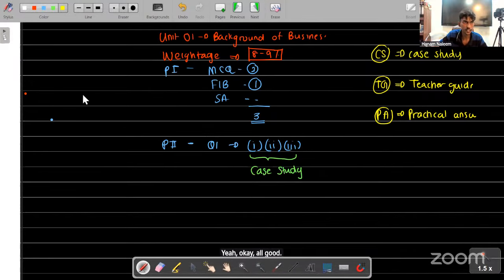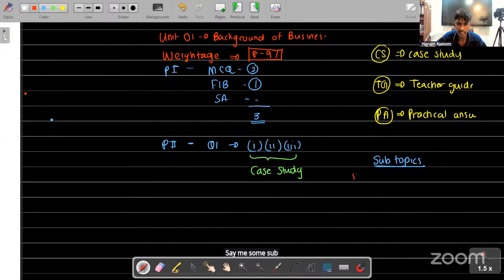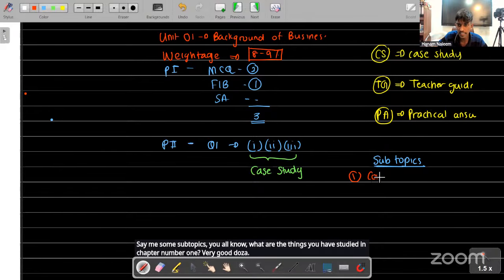Next, if we take this chapter, we'll go with subtopics. So this chapter has some subtopics. Just say some topics or subtopics which you studied in chapter number 1. You all know what are the things you have studied in chapter number 1. Very good. One thing is you can say the concepts of business, like what is business, the business characteristics, the needs and wants, the functions, the activities, and so on.